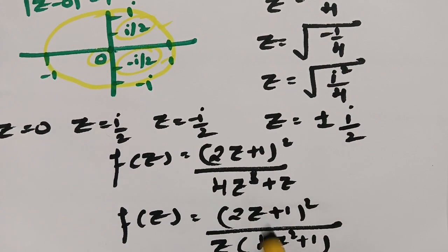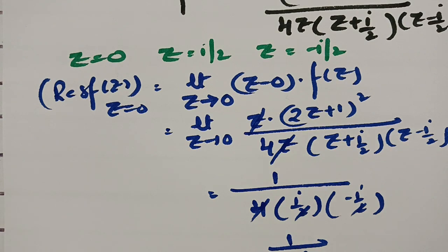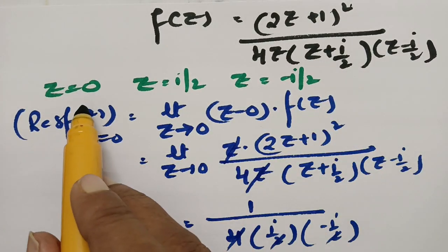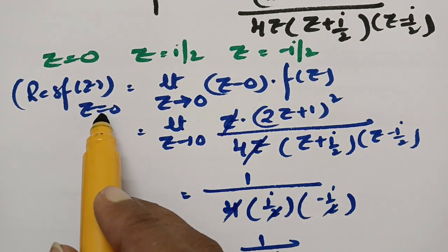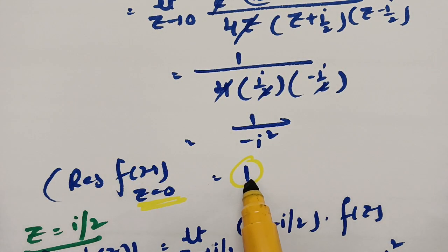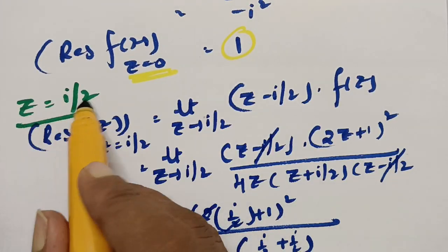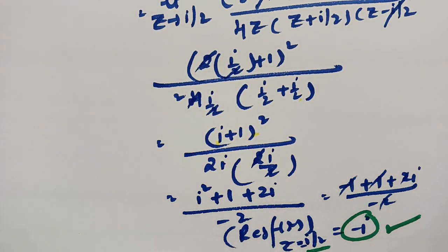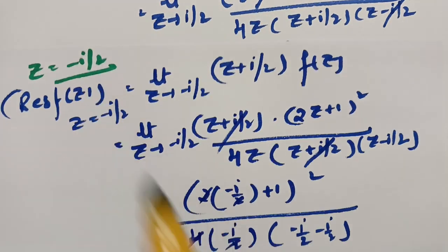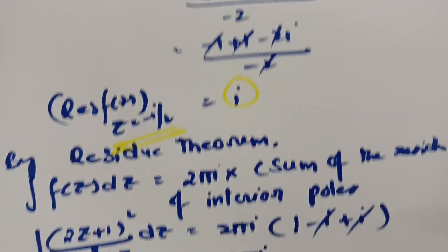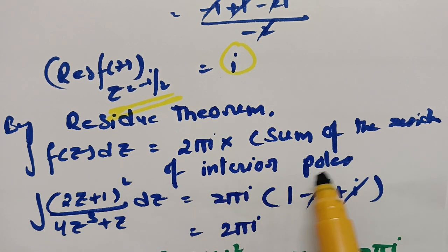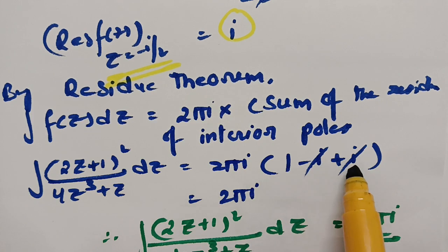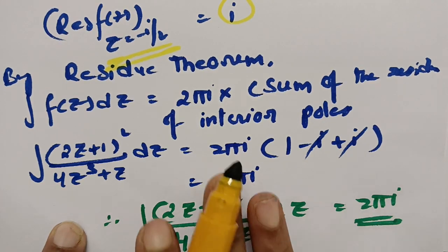And if they are within the circle, we have to transform this f of z as this one. After transforming f of z, we use z is equal to 0, z is equal to i by 2, z is equal to minus i by 2 as the poles, and we have to find the corresponding residues. For the pole z is equal to 0, 1 is the residue value. For z is equal to i by 2, minus i is the residue value. And for the pole z is equal to minus i by 2, plus i is the residue value. So according to our residue theorem, integral f of z dz is nothing but 2 pi i into the sum of the residues of the interior poles. That is 2 pi i into (1 minus i plus i), which is equal to 2 pi i. That is the answer. So this is how we have to solve.